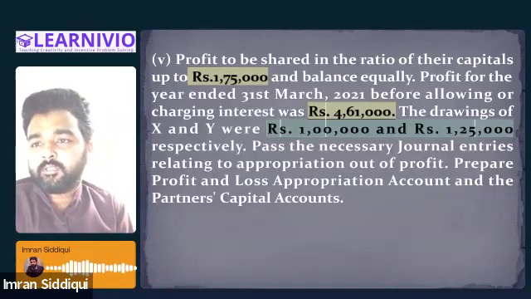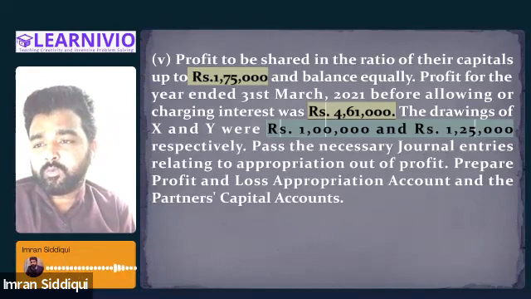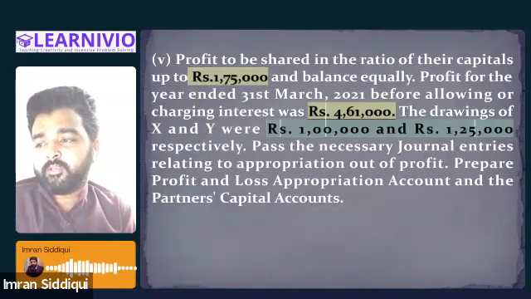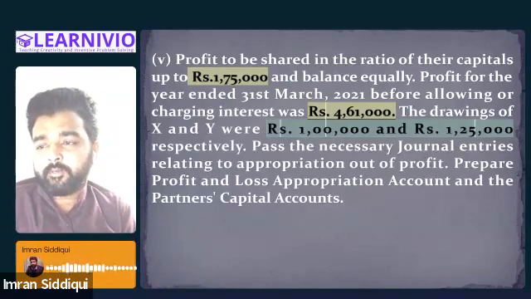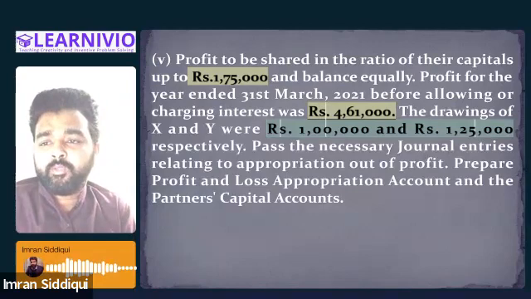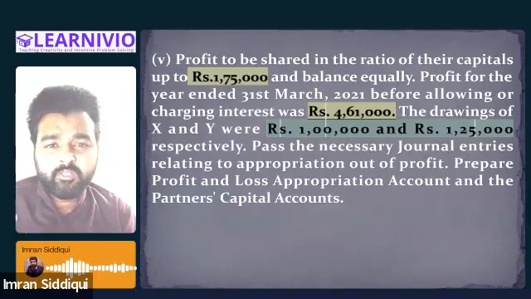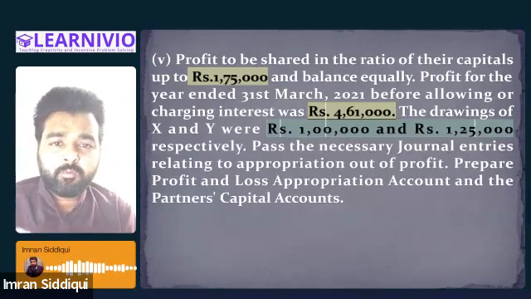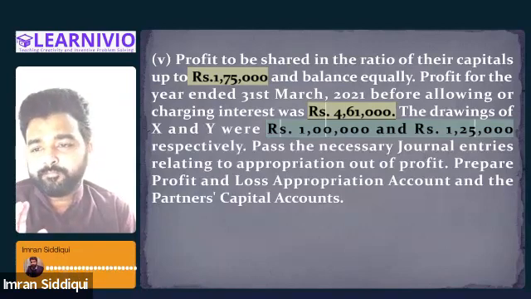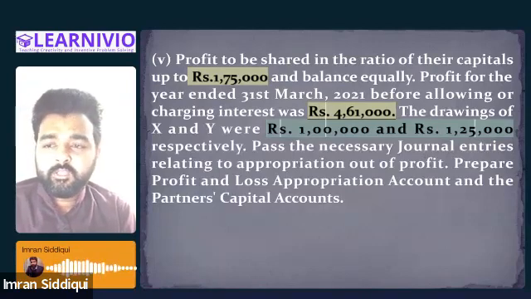Next thing is that profit for the year ended 31st of March 2021 before allowing charging interest was 4,61,000. Drawing of X and Y were 1 lakh and 1,25,000 respectively. You need to pass the journal entry relating to appropriation of profit, prepare profit and loss appropriation account and the partner's capital account. So for this question, we won't be doing any journal entry. I want you to, for the time being, just ignore the journal entry part. However, the journal entry is easy, but we will just be focusing upon the profit and loss appropriation and the partner's capital account. All right. So for the time being, we are not going to pass any entry for this question.